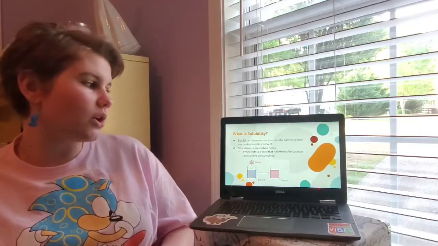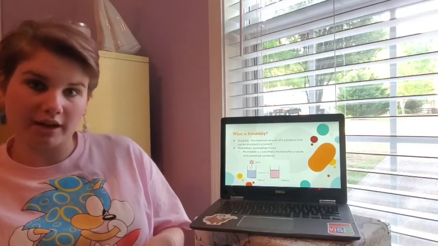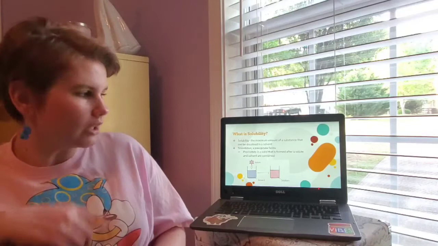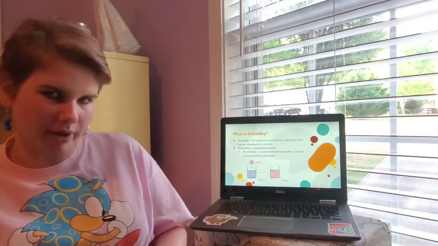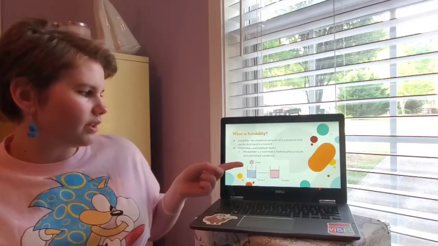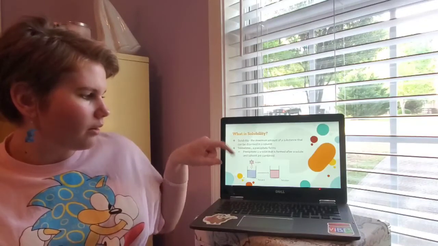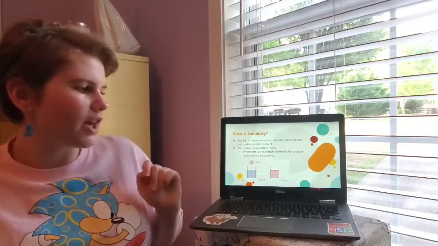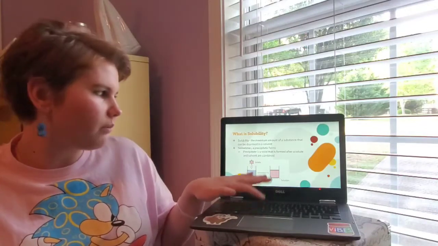And so sometimes a precipitate forms out of this combination, and a precipitate is a solid that is formed after a solute and solvent are combined. So here we have the solute, which is the thing that is being dissolved, and the solvent is doing the dissolving, and then after that we have a solution.